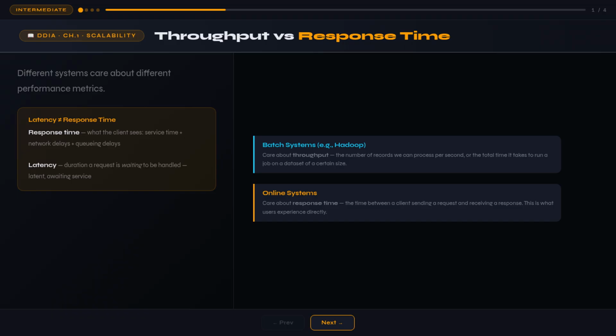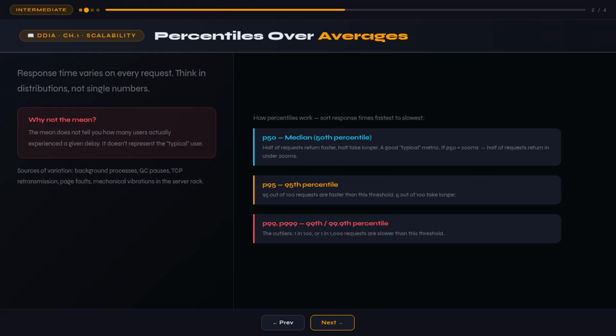Now, the book makes a distinction that's easy to miss. Latency and response time are not the same thing. Response time is what the client actually experiences. It includes the actual service time, plus network delays getting there and back, plus time spent waiting in a queue. Latency is narrower; it refers specifically to how long a request is waiting to be handled, before processing even begins. When you report performance numbers to stakeholders, you almost always mean response time, not pure latency. Keep that distinction clear.